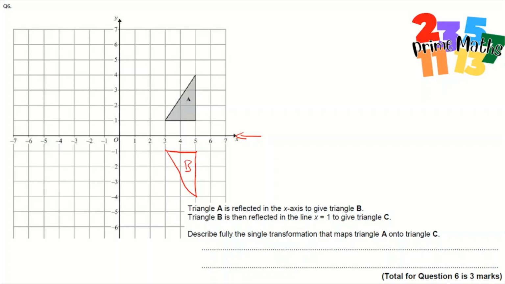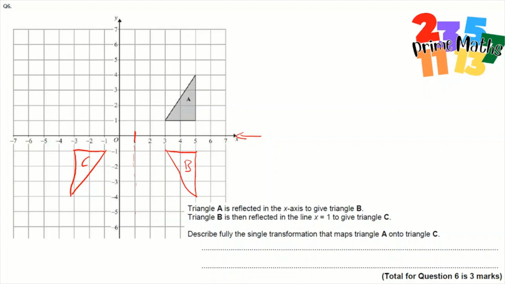It then says triangle B is reflected in the line x equals 1. My line x equals 1 is the line that goes through x is 1 here, so I can reflect my triangle in this line. And this is my triangle C. The question wants you to describe fully the single transformation that maps triangle A onto triangle C.